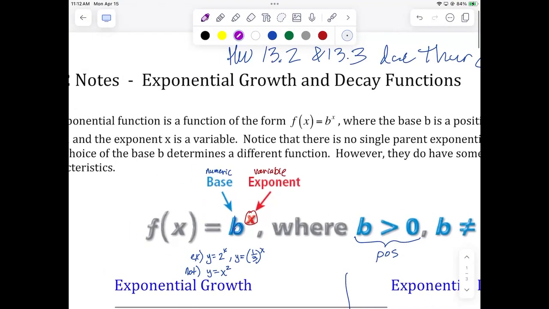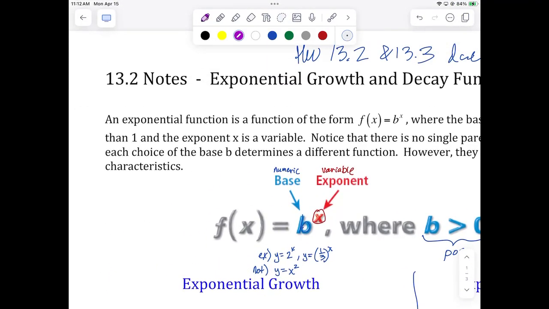No, that was just 13.2. We'll do 13.3 tomorrow. Yeah, and 13.3 tomorrow is going to be easy. We're just picking a particular base. I'll introduce you to the number e. It's the most important number in all of analysis. It's almost as important as the number pi.